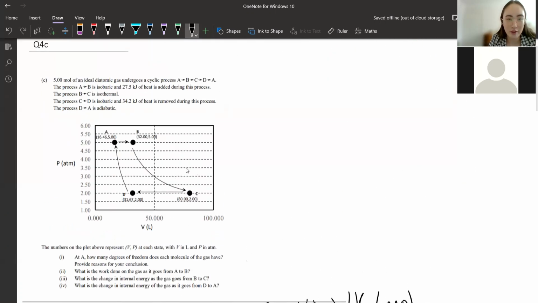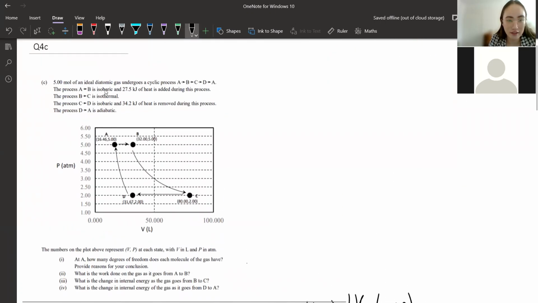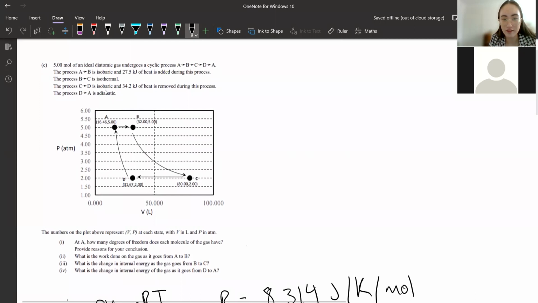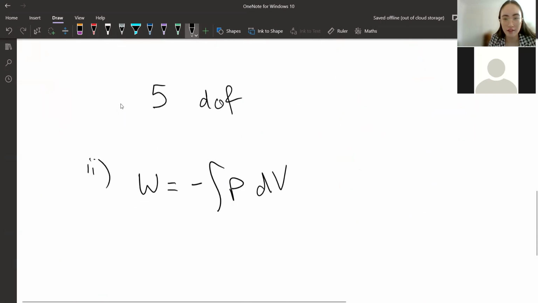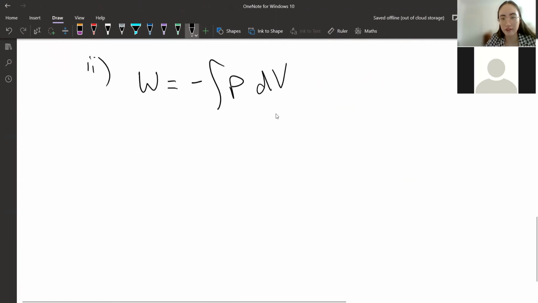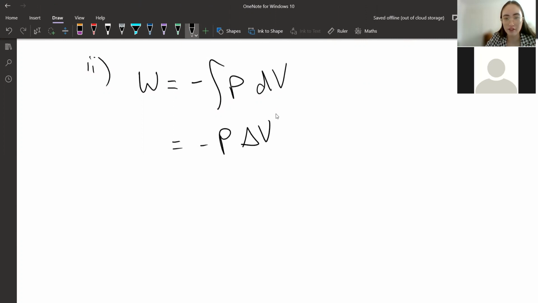Now we've got an isobaric process, which means that our pressure is constant, as we can see on the graph, and the integral of a constant value is just negative P times the change in volume. Too easy. So we'll just put in the values for that.